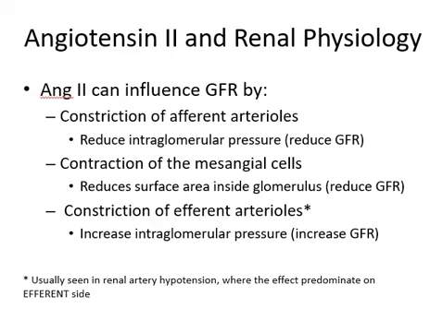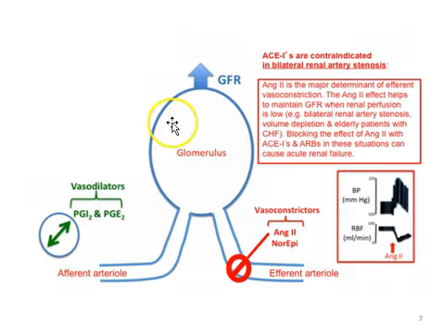And these first two are essentially normal physiologic outcomes. You can see a constriction of the efferent arterioles, which will of course produce an increase in the intraglomerular pressure and increase GFR. This is typically only seen in pathological conditions. The classic example would be something like renal artery hypotension or renal artery stenosis, where this effect on the efferent arterioles tends to predominate. And this is best depicted over here. This is the reason that ACE inhibitors are actually contraindicated in patients that have bilateral renal artery stenosis.